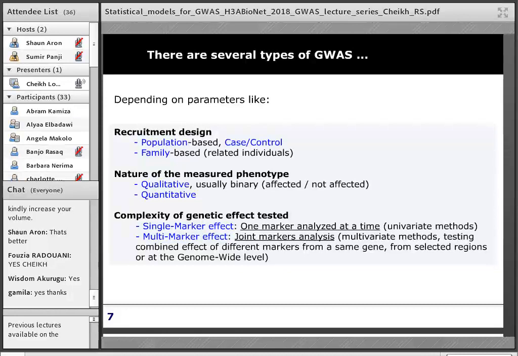You can also have family-based GWAS, for which you are recruiting related individuals. In general, you recruit one child with the disease, and then you also recruit his two parents or his relatives, which can be sisters and brothers. And you have different types of statistical methods to measure association in both cases. You can also have different types of phenotype that are mainly qualitative phenotypes or quantitative phenotypes.